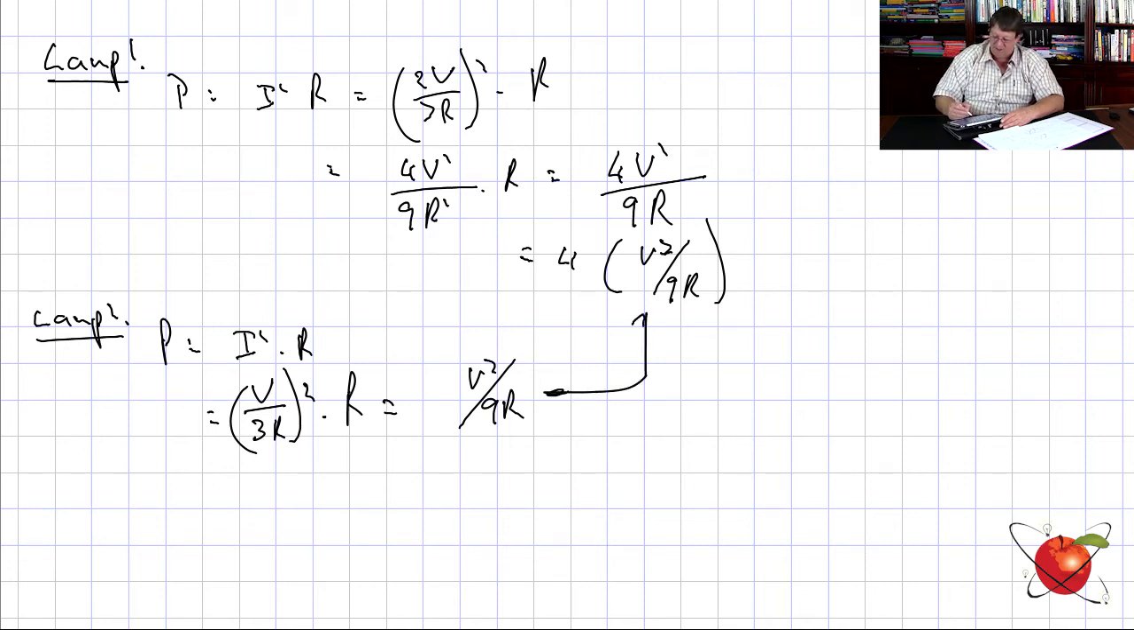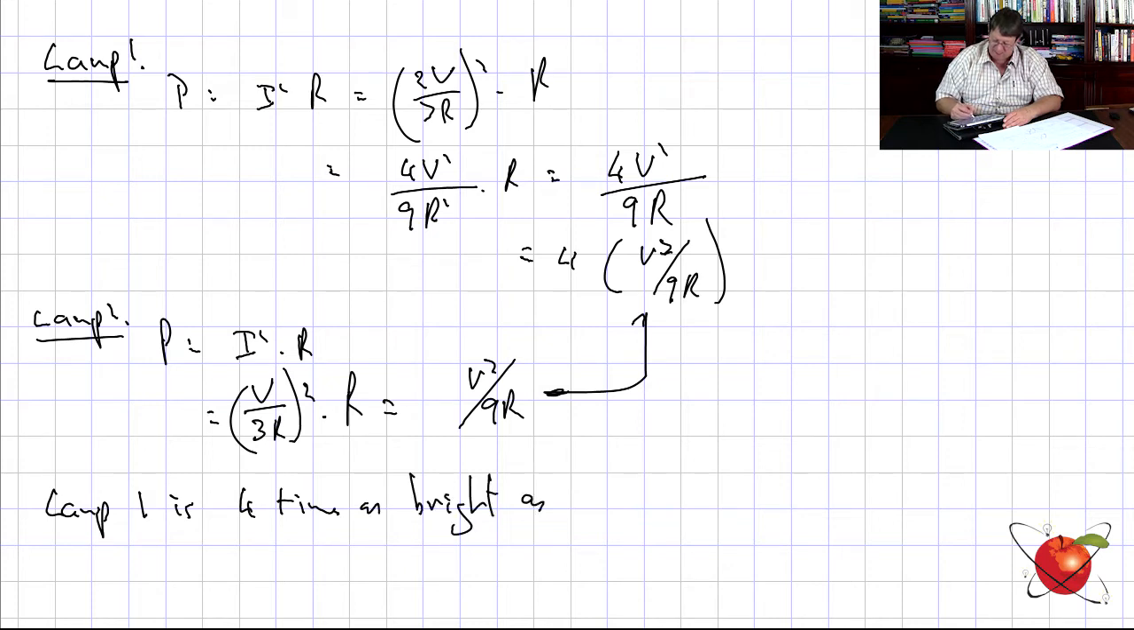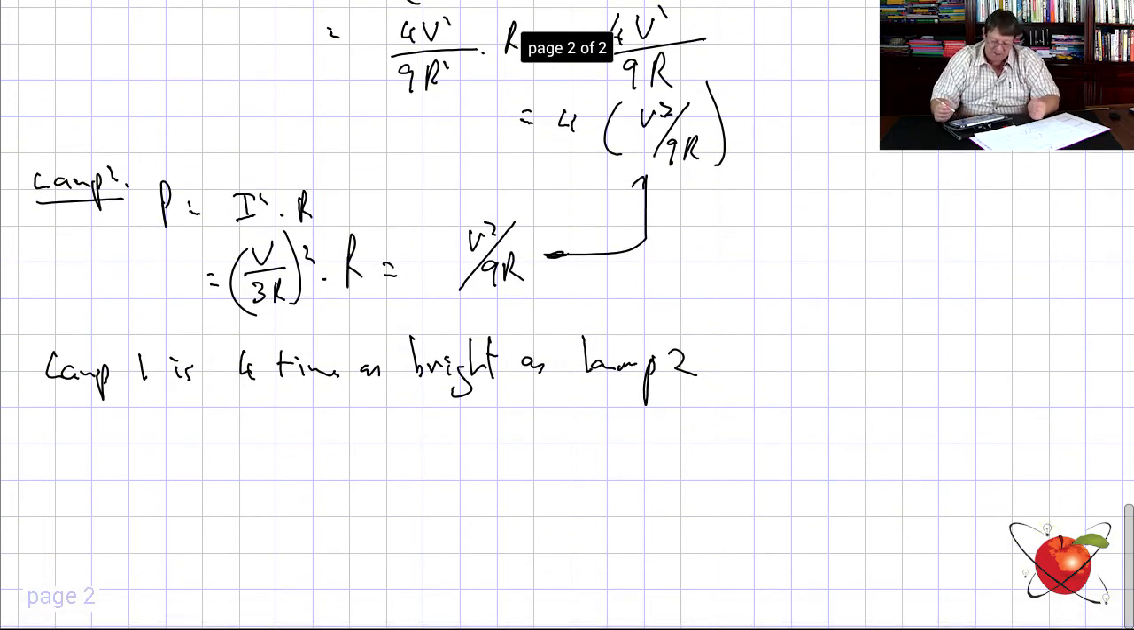Can you see there? So hang on, lamp 1 is getting 4 times the power. So lamp 1 is 4 times as bright as lamp 2. It's 4 times as bright as lamp 2. All right? But it's not as bright as bulb 1 in the previous. Okay? Let's just have a look. We say, all right.